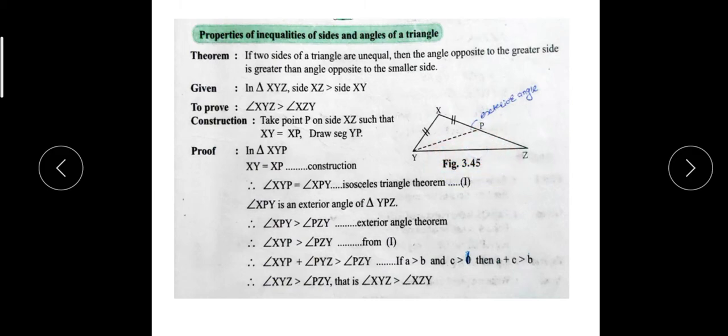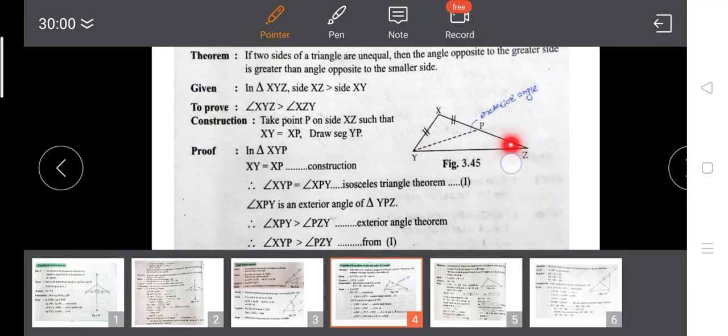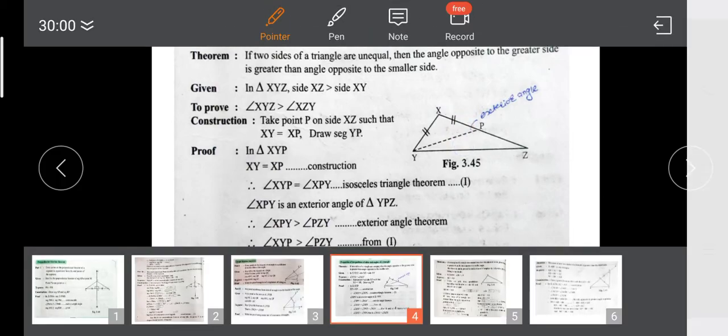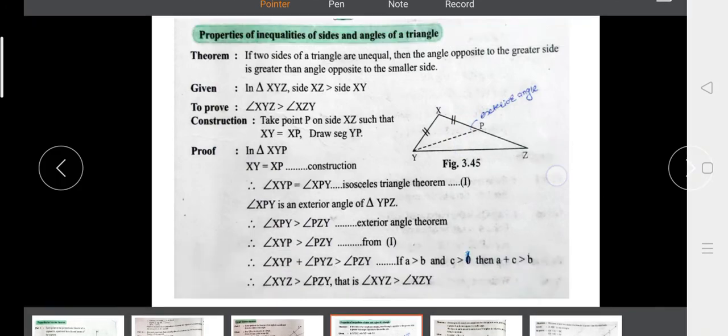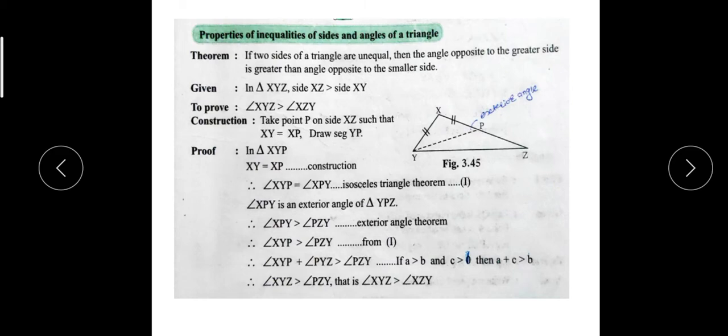Angle XPY is an exterior angle of triangle PYZ. It means that angle XPY is always greater than angle PZY, because what is the exterior angle theorem statement? That the exterior angle is equal to the sum of the remote interior angles. It means that both the remote interior angles are less than the exterior angle, and therefore angle XPY is greater than angle XZY. This is your first.